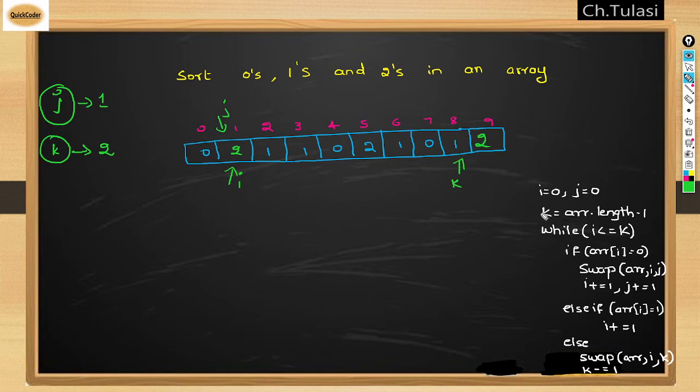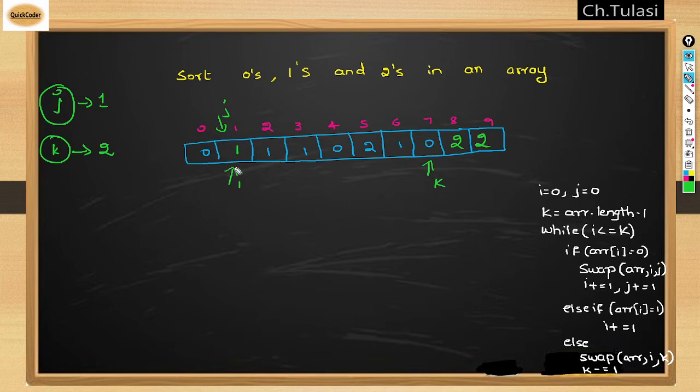Now again I check whether i is less than or equal to k. Yes. Array of i is 2, and 2 means swapping array of i and array of k. Now 1 will be there, 2 will be there, and we simply decrement k because these 2s are fixed here. Here i is not moved, because there should be zeros only, but we got 1.